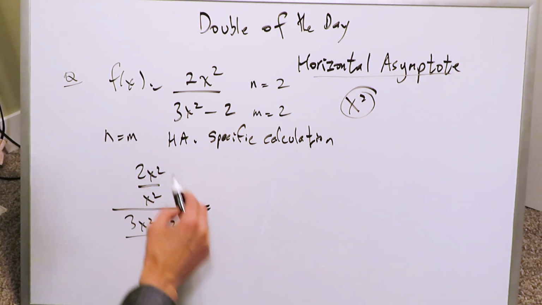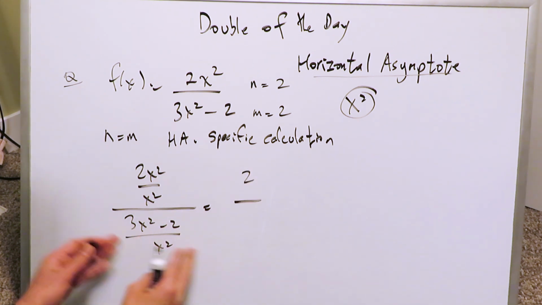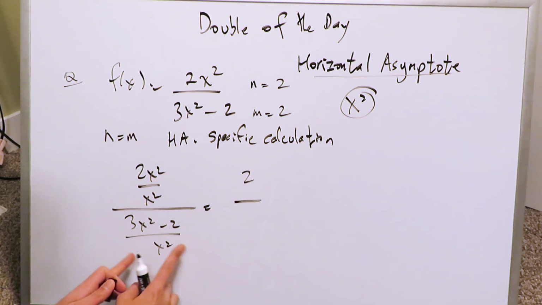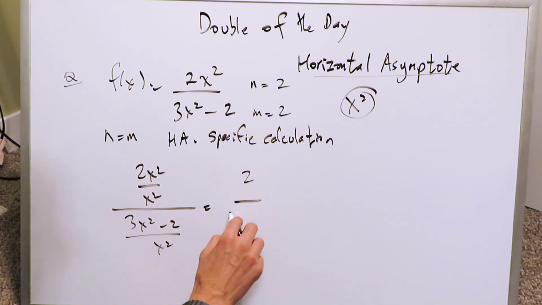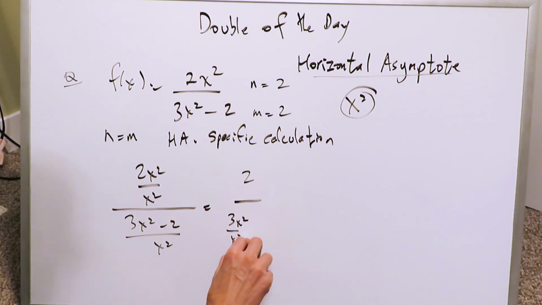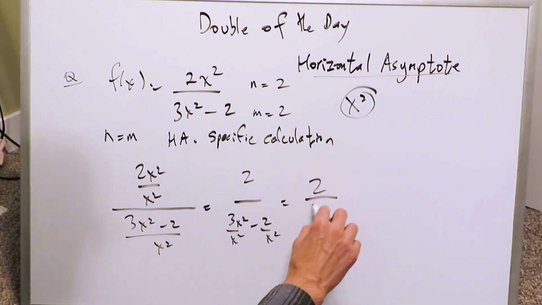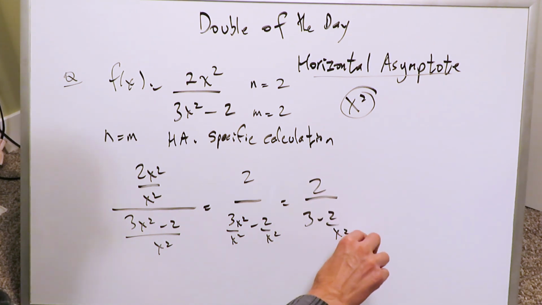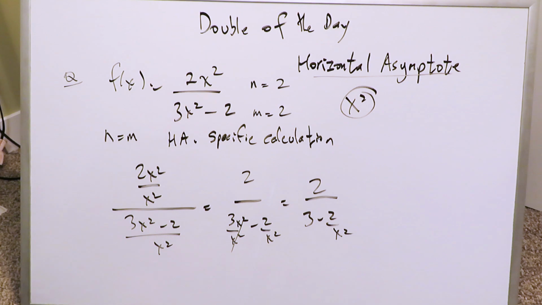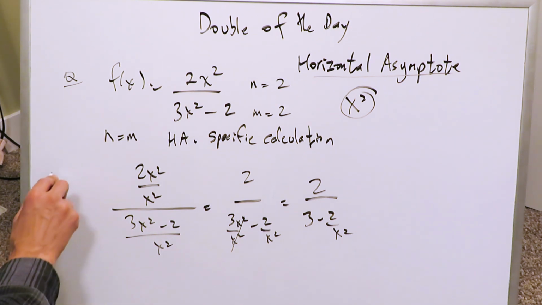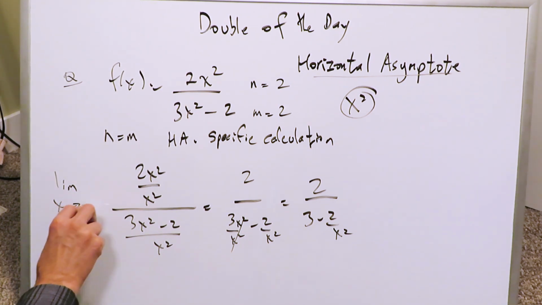When you do all of this, you're getting a 2. When you do this and you separate it along its separate fractions over this minus, you're getting a 3x squared over x squared minus 2 over x squared. When you simplify all of this, you're really seeing 2 over 3 minus 2 over x squared, because these cancel out. You still again do that same limit assumption, limit as x approaches infinity.